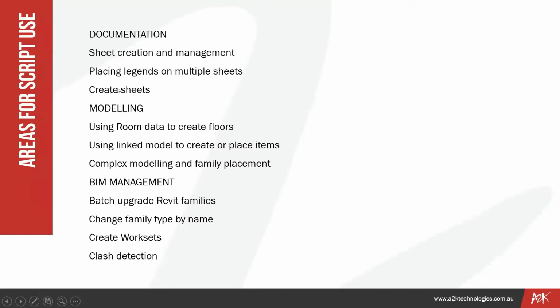So, areas for script use. Yeah, so we're really looking at the documentation. That's where you can really get your sheet creation and management, being able to place legends on multiple sheets, creating those sheets. So all your documentation features, this is where you can really get that efficiency and where there's easy gains to get. Modeling, so you can use room data in an Excel form, or even just from an architectural model. You can then use that to create floors. You can use a linked model to create or place items.